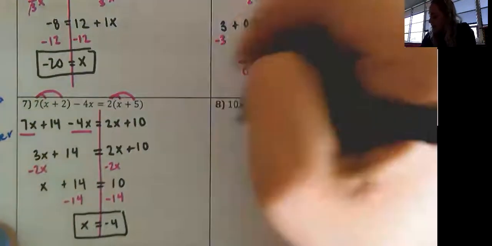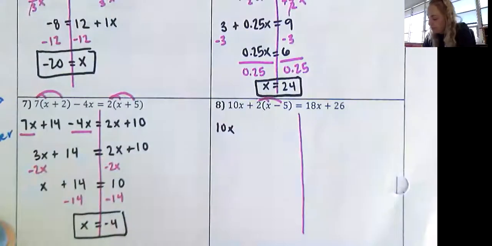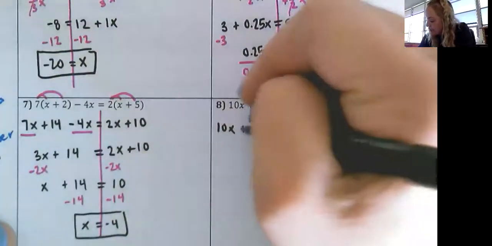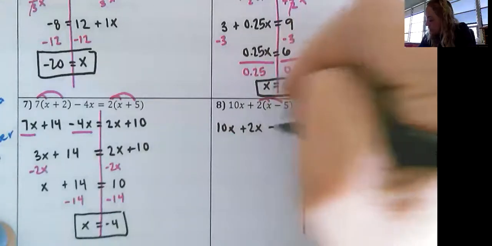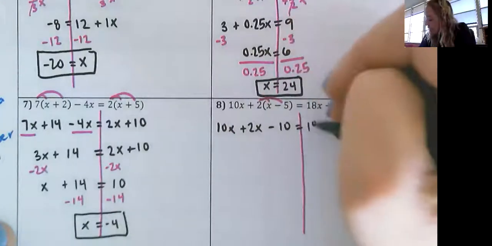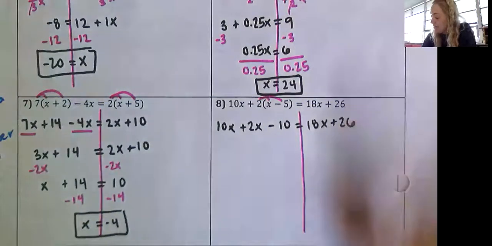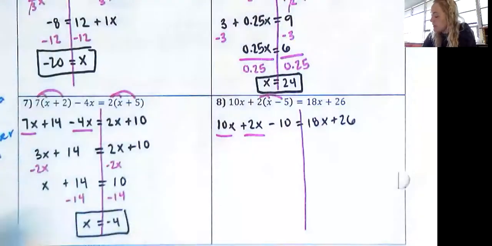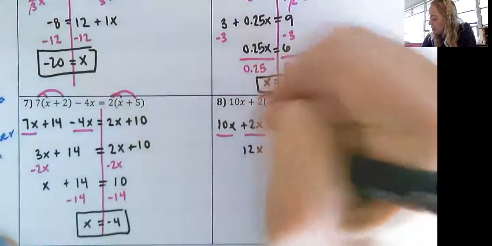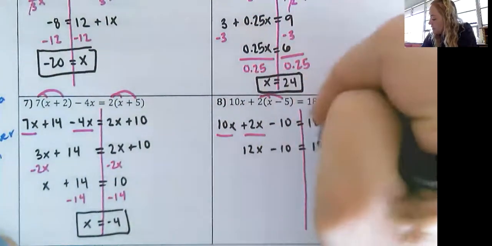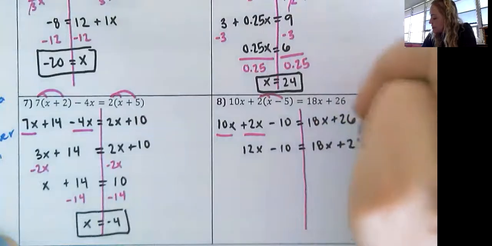Okay, I have 10x, that didn't change. 2 times x is 2x. 2 times negative 5 is negative 10. On the other side, 18x plus 26. Now on the left, I need to combine like terms. 10x plus 2x is 12x minus 10 equals 18x plus 26.